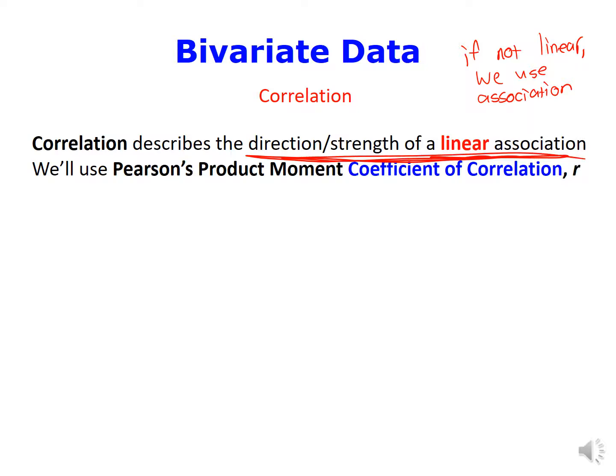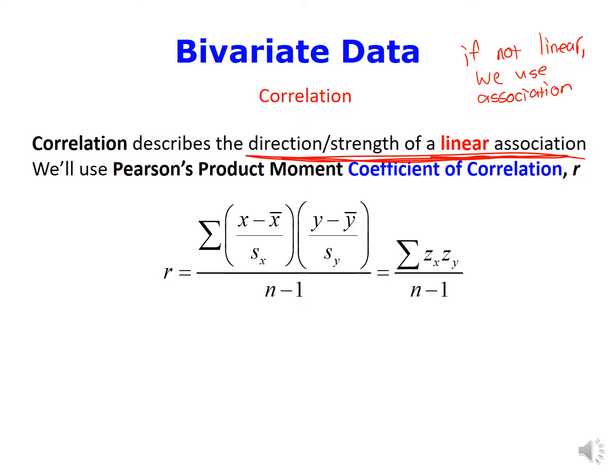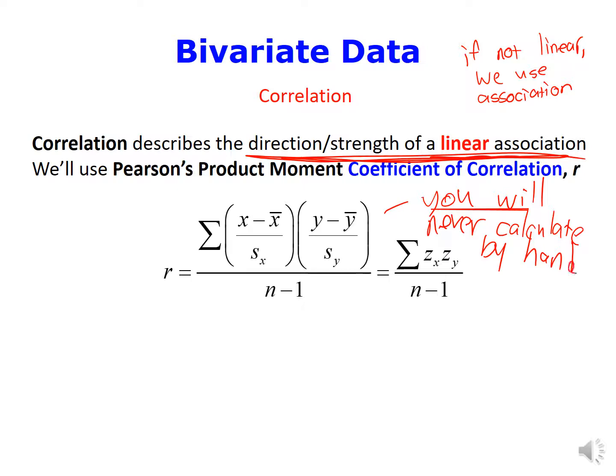And we will use the Pearson's product moment, that ugly, nasty formula. I hope you have it memorized. I'm kidding. You will never have to calculate this by hand. It's on your AP formula chart. Remember, this is the standard deviation of x, and that's the standard deviation of y. So it's kind of like measuring both at the same time and how they go up with each other. I'd be happy to talk more about the math of it later.